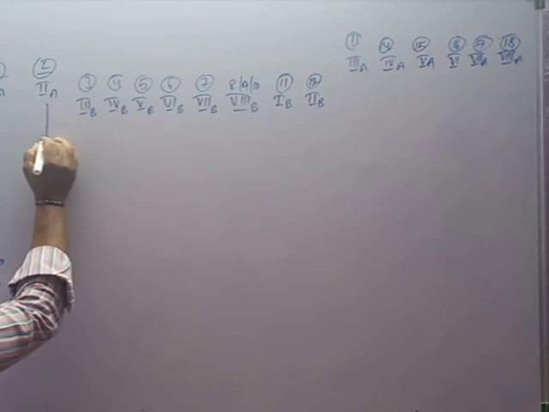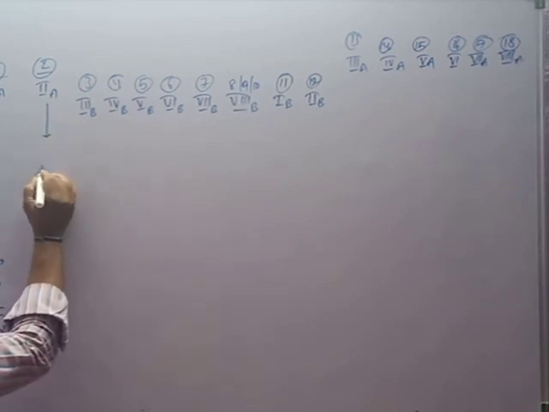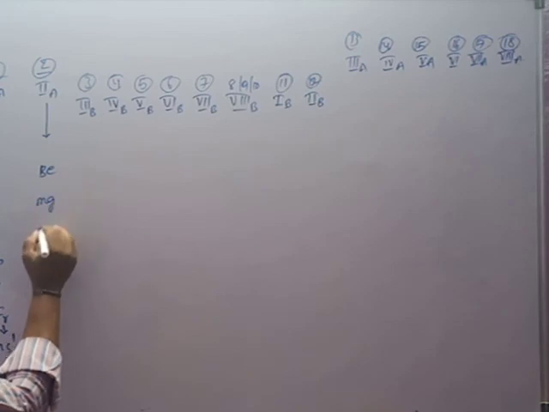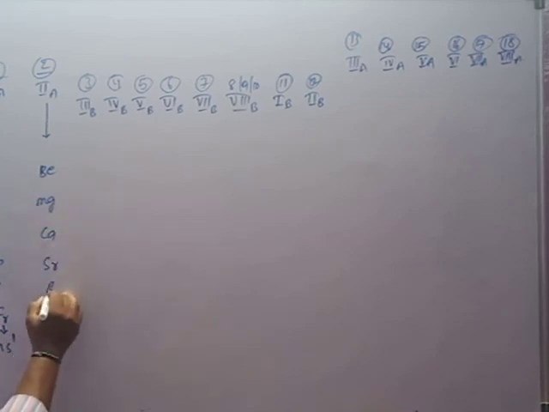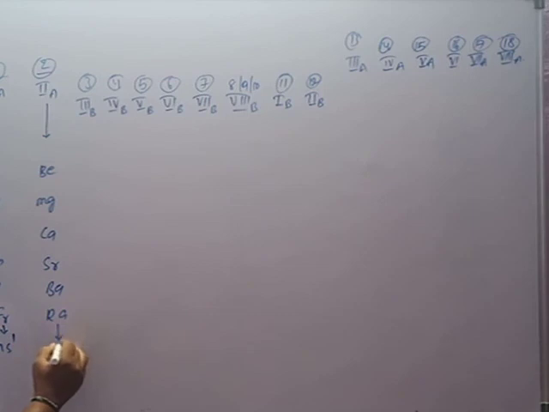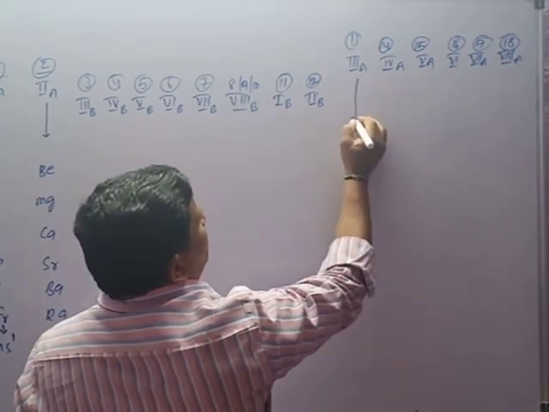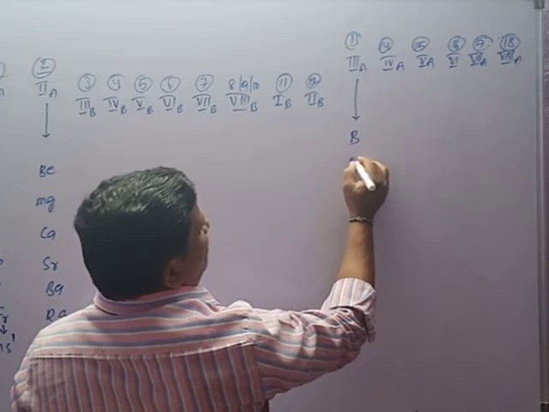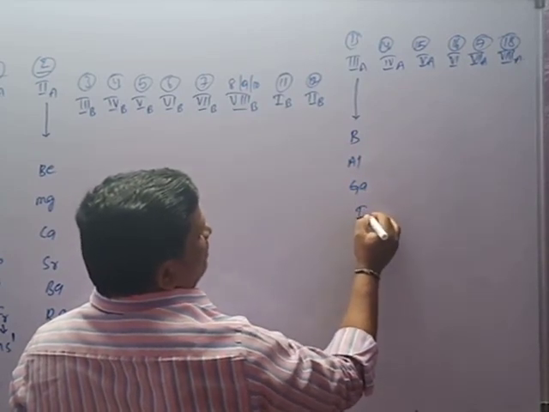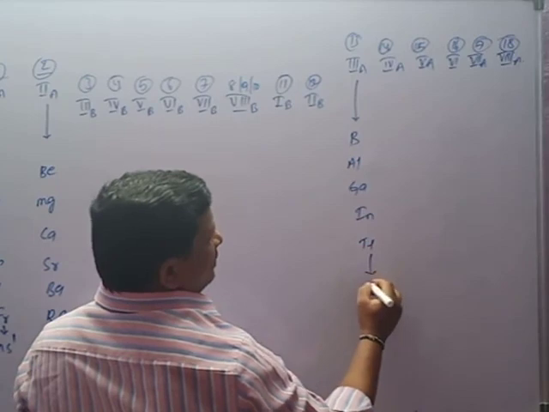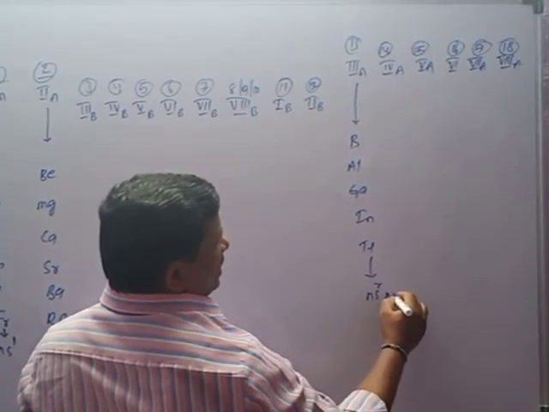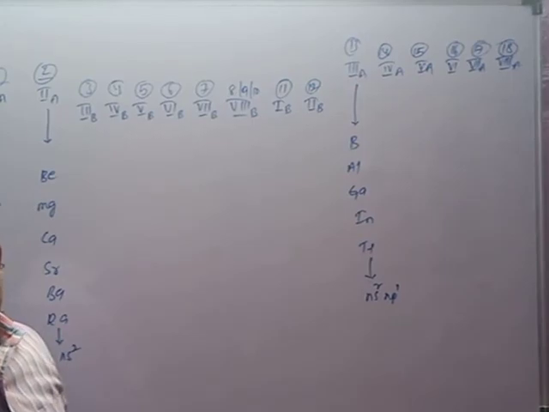Now second A group elements. What are second A group elements? Beryllium, magnesium, calcium, strontium, barium and radium. All these elements have number of valence electrons 2. So it is ns2 after completion of the noble gas configuration. Now 13th group or third A group elements: boron, aluminium, gallium, indium and thallium. Its general electronic configuration is ns2 np1. It consists of 3 electrons.